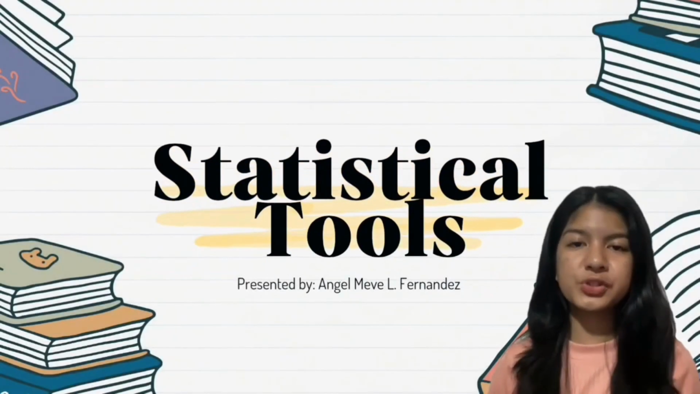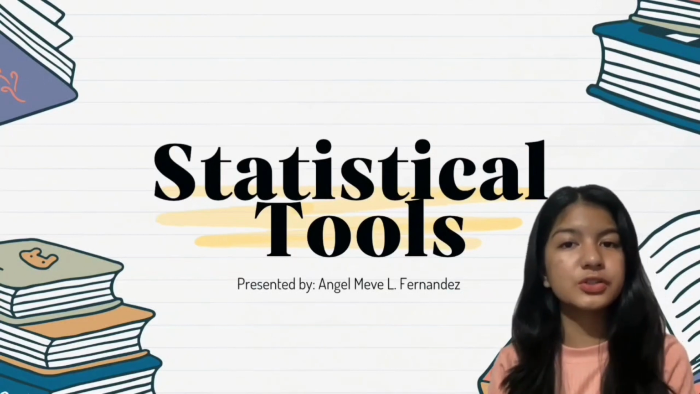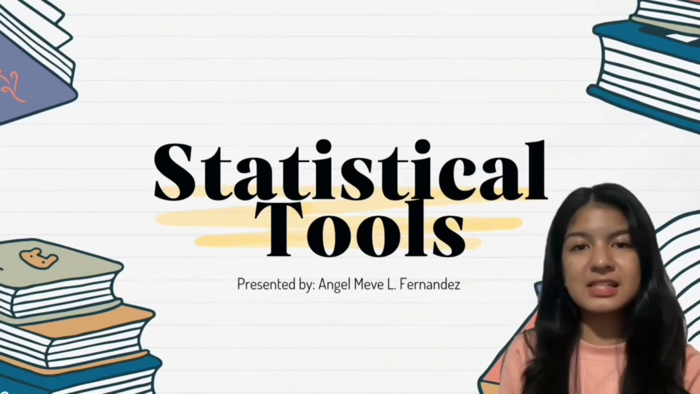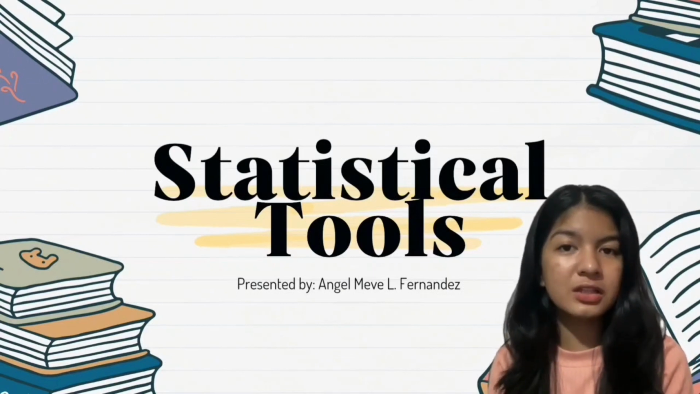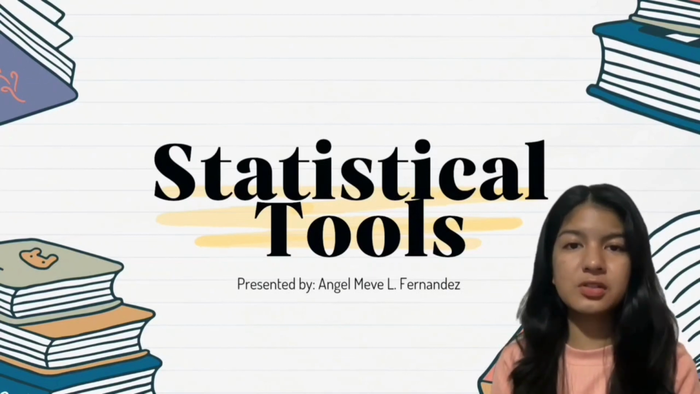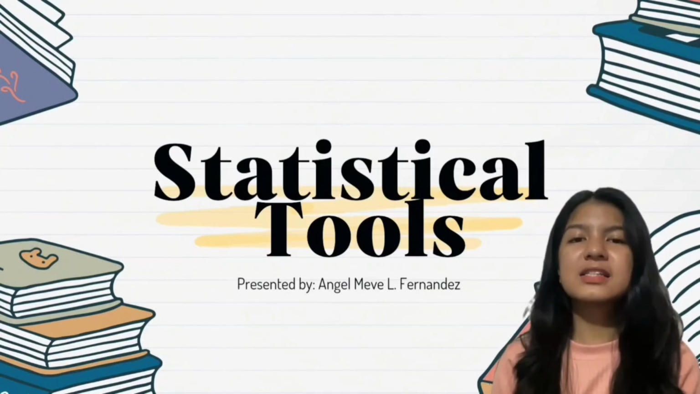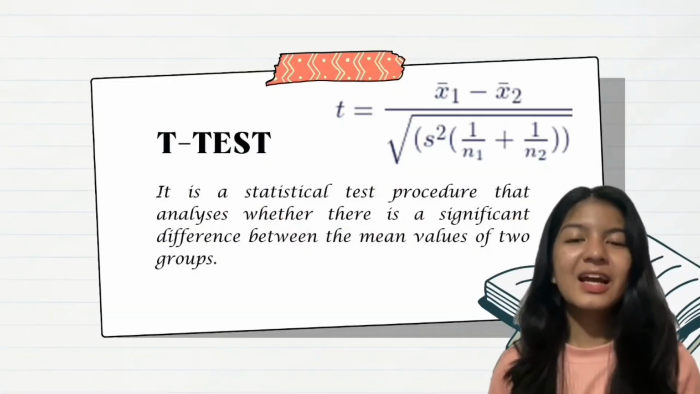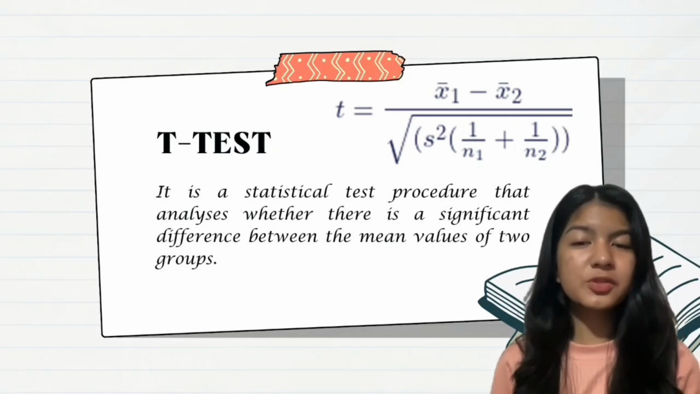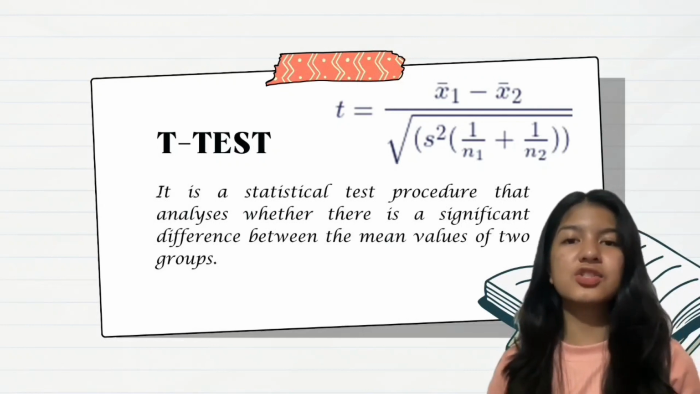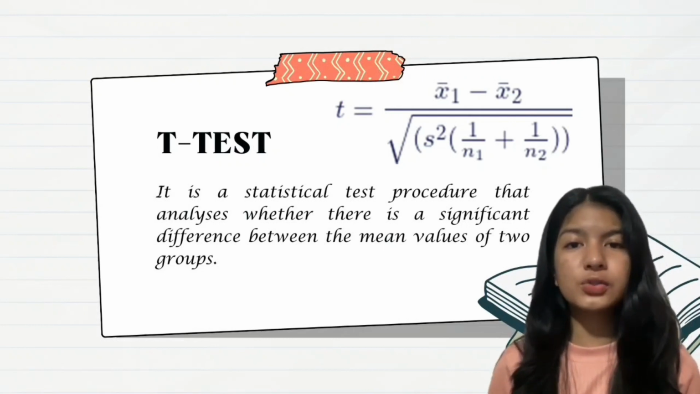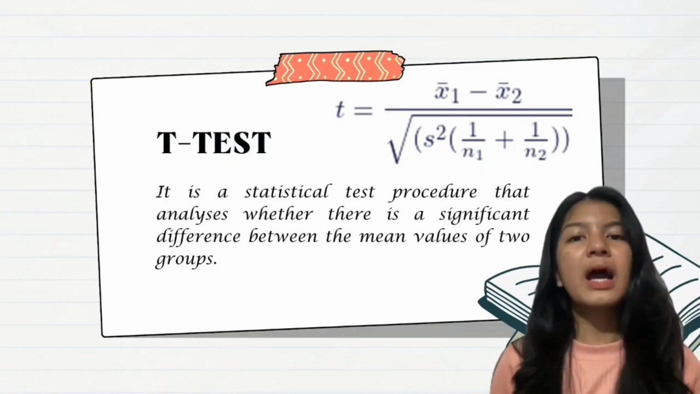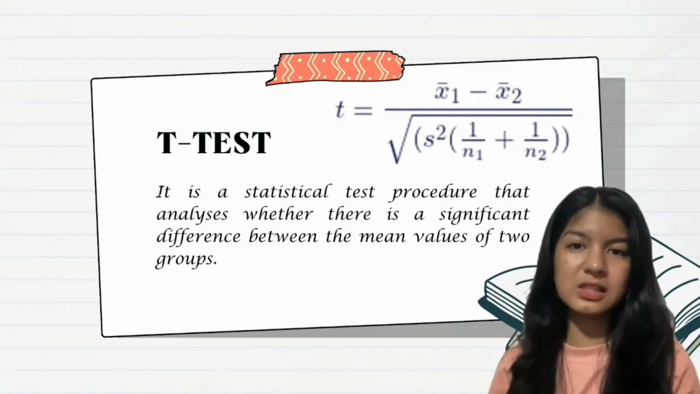And now let us proceed to the two types of statistical tools. First is the t-test, and second is the Pearson correlation coefficient, also known as the Pearson R. Let us now proceed to the t-test. T-test is a statistical test procedure that analyzes whether there is a significant difference between the mean values of two groups. We have three different types of t-tests.